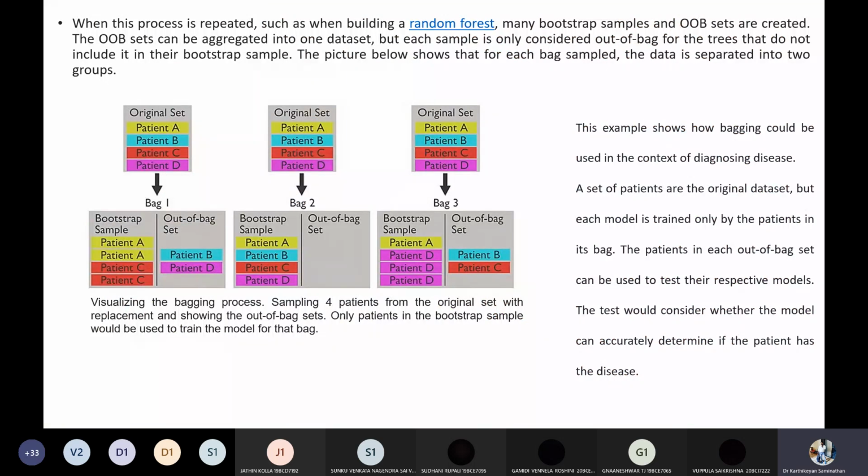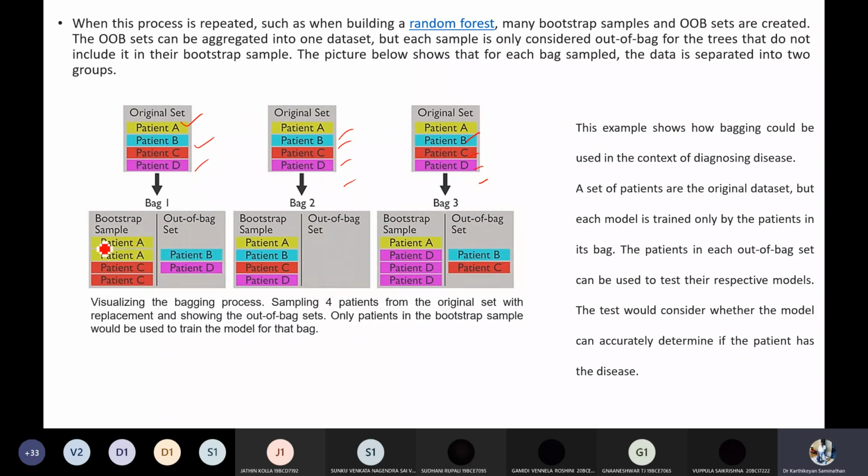So here you can see the original set: patients A, B, C, D. Here also A, B, C, D, four patients. So here I have three bags: bag 1, bag 2 and bag 3.